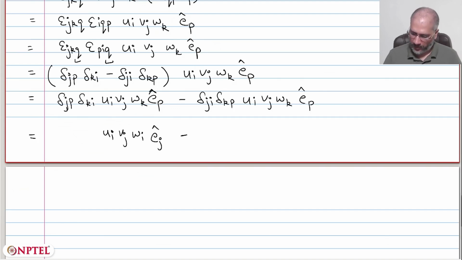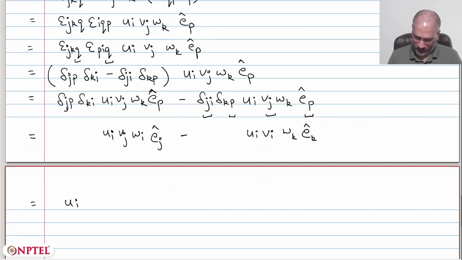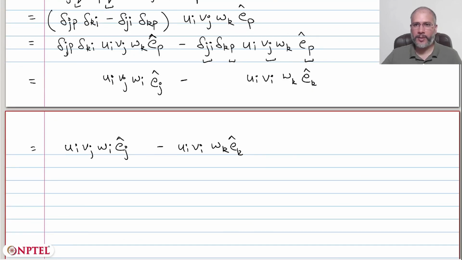In the second one, I'll replace j with an i. So this becomes v_i, and in the second delta, I'll replace the p with a k. So this becomes e_k. Okay, again I request you to please pause this video and go slow so that you understand this, or try it out yourself. So let's write it simplified: u_i v_j w_i e_j minus u_i v_i w_k e_k. So what do we have here? Well, now we'll go back to symbolic notation. Although this is the final expression, so I can box it.